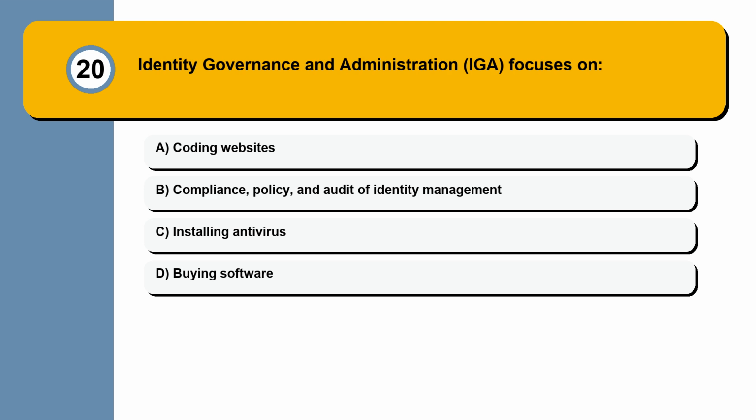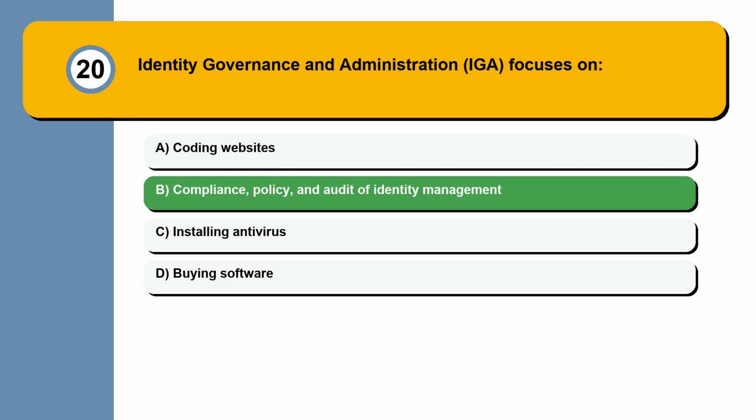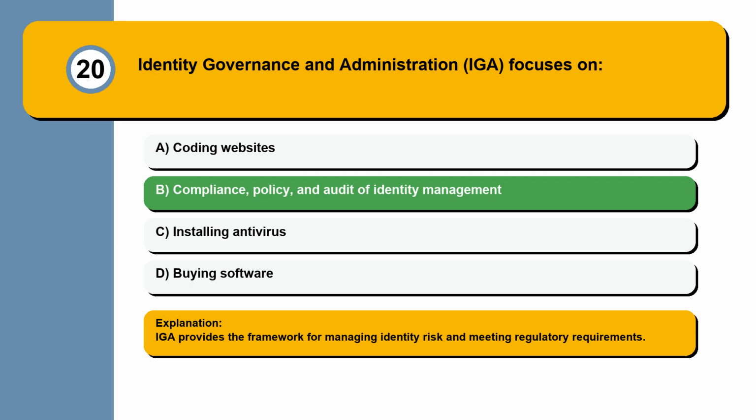Question 20. Identity Governance and Administration, IGA, focuses on coding websites, compliance, policy, and audit of identity management, installing antivirus, buying software. IGA provides the framework for managing identity risk and meeting regulatory requirements.